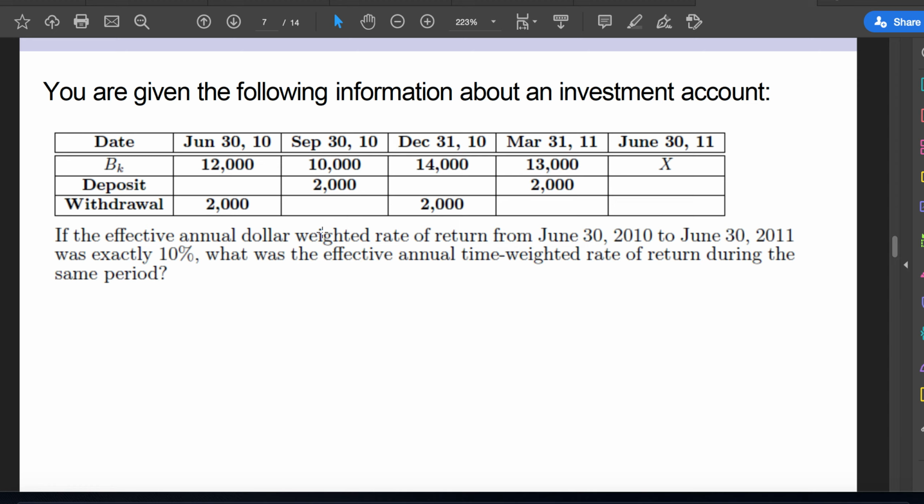Now in this problem, we're given that the dollar-weighted rate of return is equal to 10% precisely. And then using this information, this is all the cash flow that happens from June 30th of year 10 all the way to June 30th, year 11. So we're given all this information, and now we need to find the time-weighted rate of return.